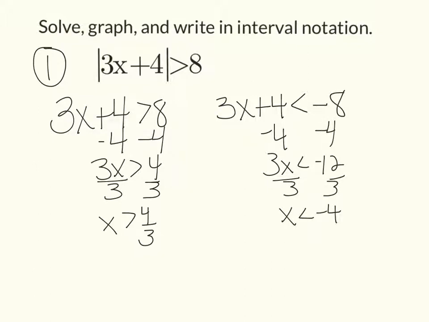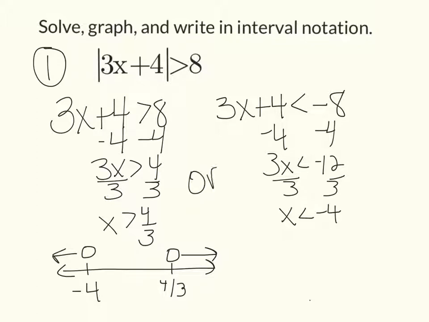All right, so I have x is greater than 4/3 and then x is less than -4. So let's graph. On my graph, again, the smaller number goes to the left, which is -4, and the larger number is on the right, which is 4/3. Let's look at x is greater than 4/3. It's open, and x is greater than 4/3. Over here we have x is less than -4, so we have -4 and x is less than. So this is an OR statement.